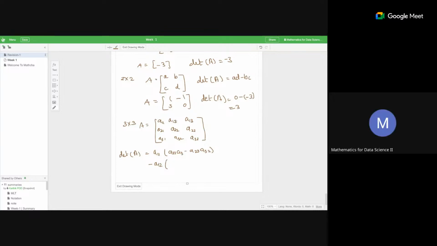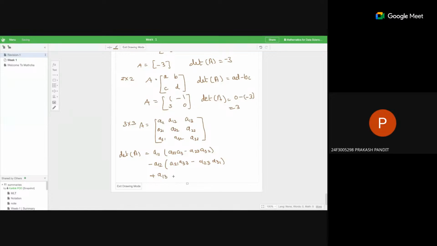Now we are removing this row and this column. A21, A23, A31: A21 into A33 minus A23 into A31, and then positive column.